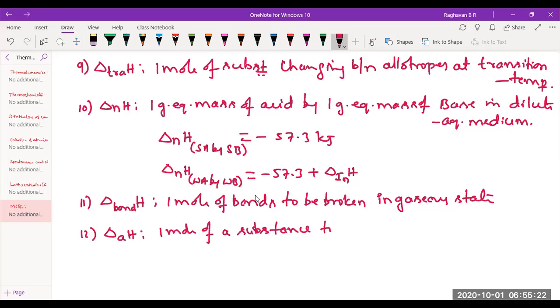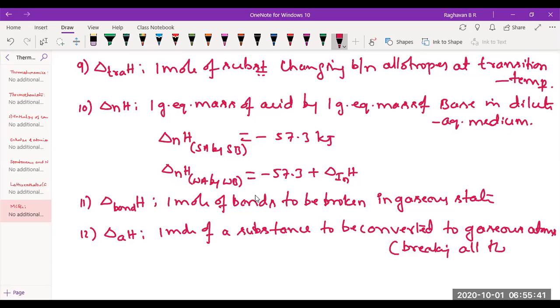To be converted to gaseous atoms. That means by breaking all the bonds. All the bonds. That is what is atomization enthalpy.